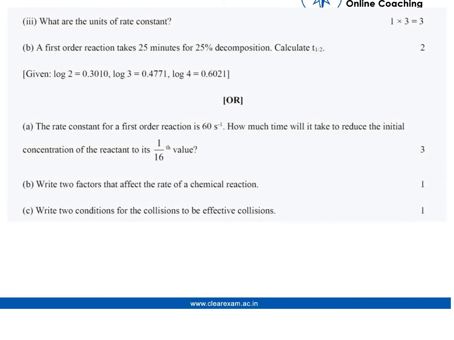B part, write two factors that affect the rate of a chemical reaction. C part, write two conditions for the collisions to be effective collisions. Okay, so we now move to the answers.